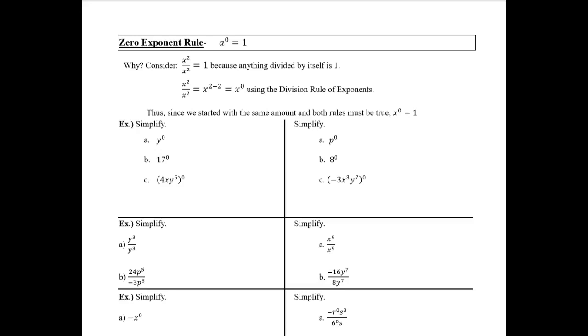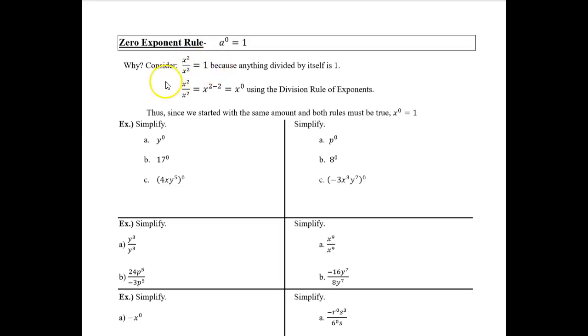In this video, we're going to be talking about the zero exponent rule, which says that anything to the zero power equals 1. And I often get the question, why? So, let's think about just some basics. Anything divided by itself is 1, correct? So if I had x squared divided by x squared, that should equal 1.